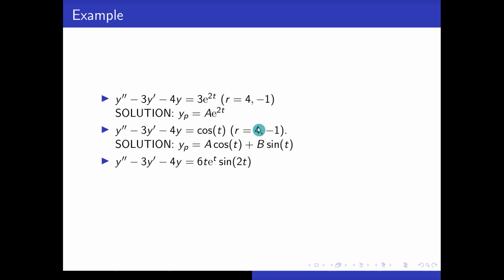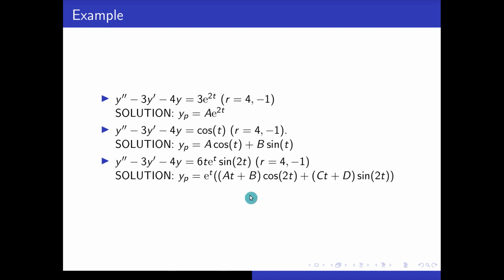Well, I still have the same homogeneous part, so I don't have to worry about that. The thing to note here, though, is that you have a polynomial of degree 1 times a sine, and so you want a full polynomial of degree 1 for your cosine and a full polynomial of degree 1 for your sine, right, times your e to the t. Those two have to be different polynomials of degree 1.